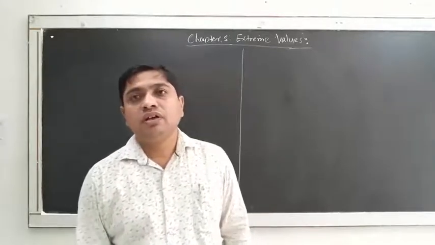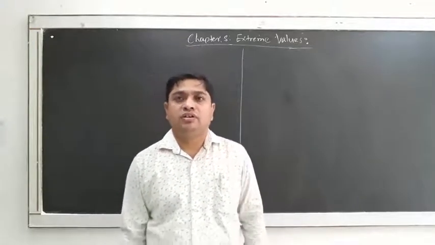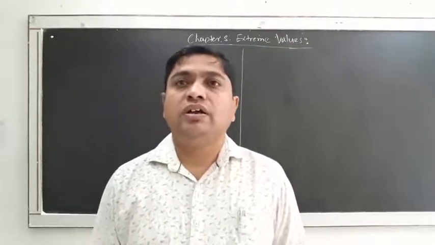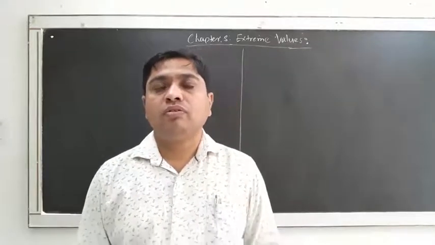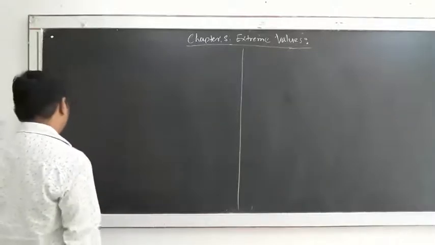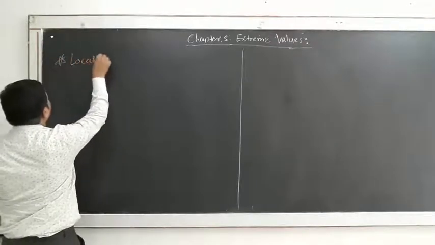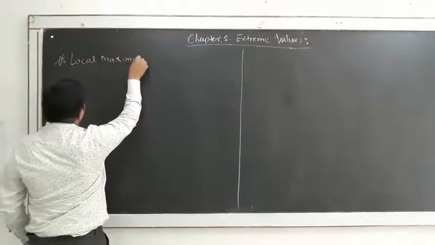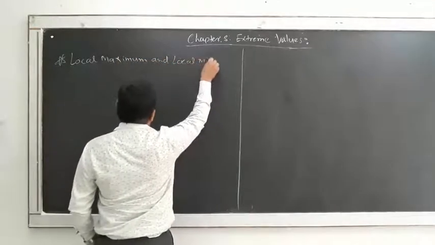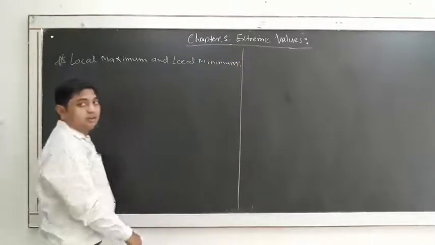And then in this we have to discuss the first derivative test, second derivative test, definition of critical points or stationary points, and all the theory about this. So we start our chapter 3, extreme values, and in this we have to discuss the local maximum and local minimum. Local maximum and local minimum.